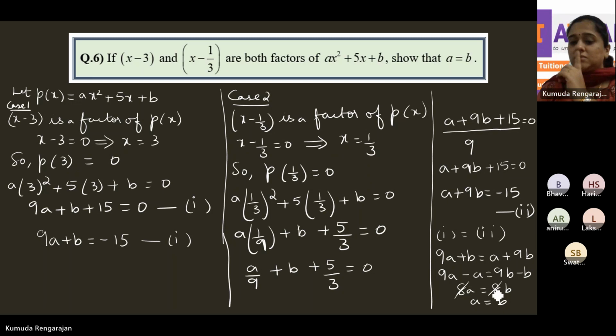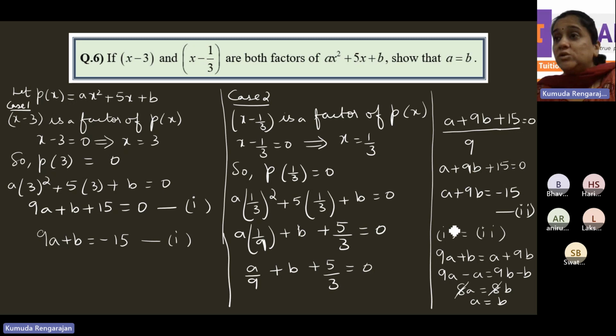Louder, no? Cross multiply, no? So it becomes 0 into 9, cross multiplied. So 0 into 9 is 0.